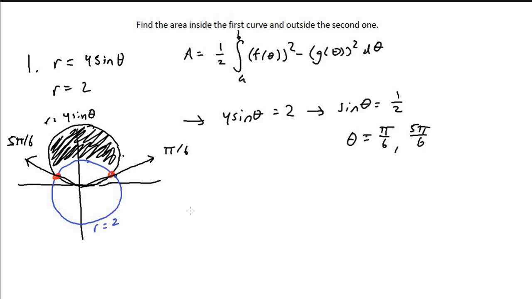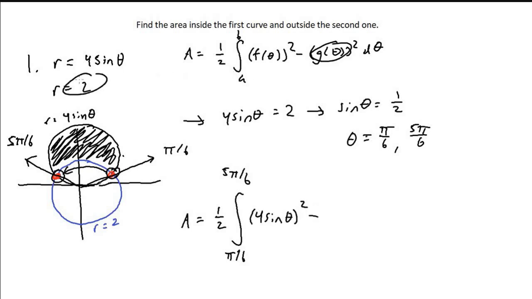So now when we write the formula, the area is going to be equal to 1/2 times the integral from a to b. So our a bound is going to be from pi over 6, and we're going to go all the way to 5 pi over 6, which is the b bound. So a is once again pi over 6, and b is 5 pi over 6. Now f of theta is just going to be the outer curve, and the outer curve in this case is 4 sine theta. So we're going to do 4 sine of theta, the entire thing squared, minus the inner curve, which is 2, and 2 squared is simply just 4.